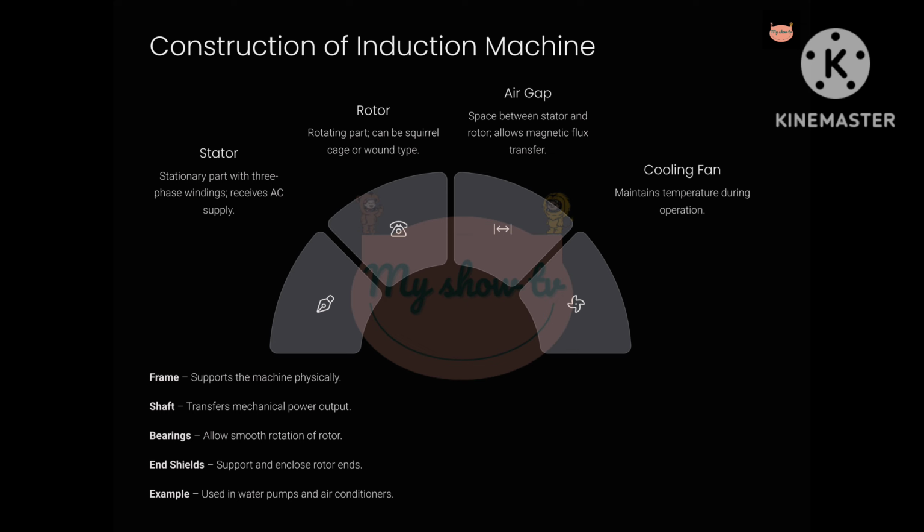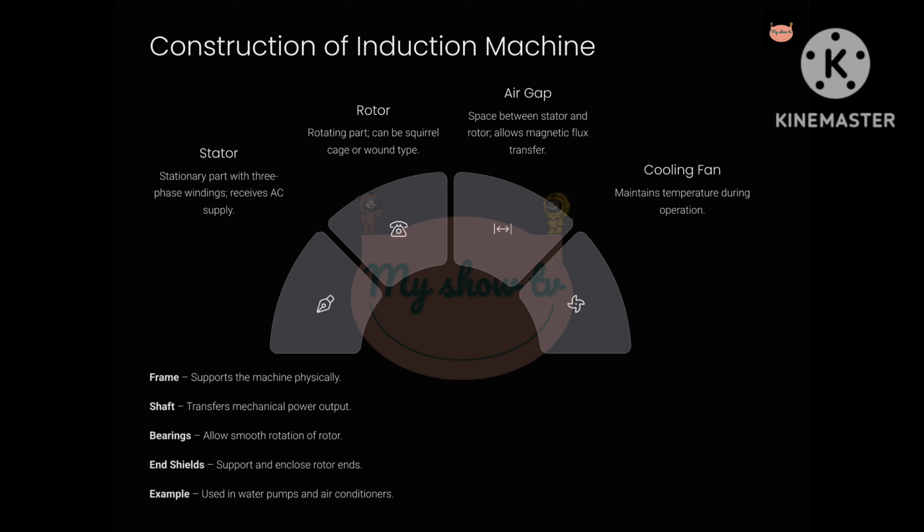There are two types. Squirrel cage, most common, simple and rugged. Wound rotor, has windings connected to external resistors. 3. Air gap, a small space between the stator and rotor, which allows magnetic field to pass. 4. Frame, the mechanical body of the machine that holds everything.